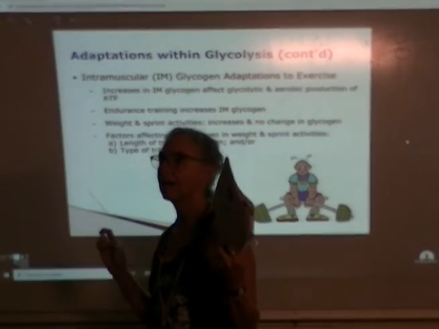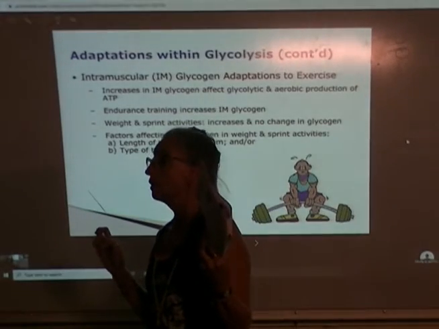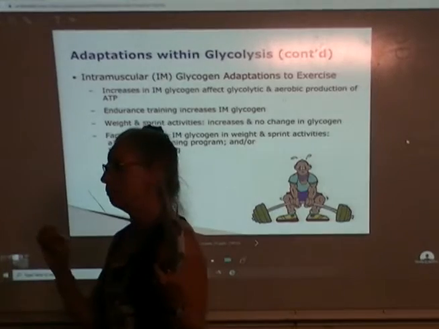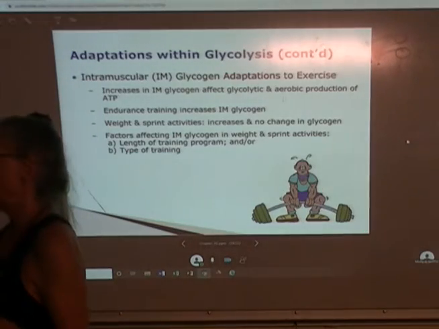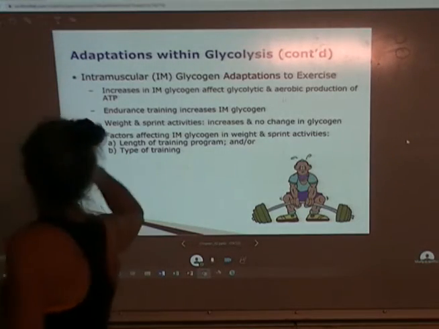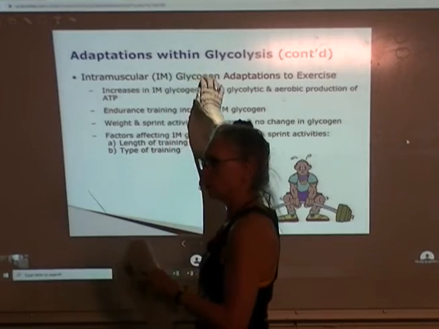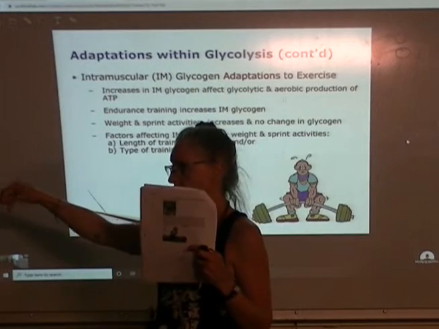Anaerobic, I think less than 10 seconds. Yeah, right, the first one, right? ATP-PC, because that goes up to 30 seconds. So if I'm using the ATP-PC system, why would I see an adaptation in the substrate for glycolysis?